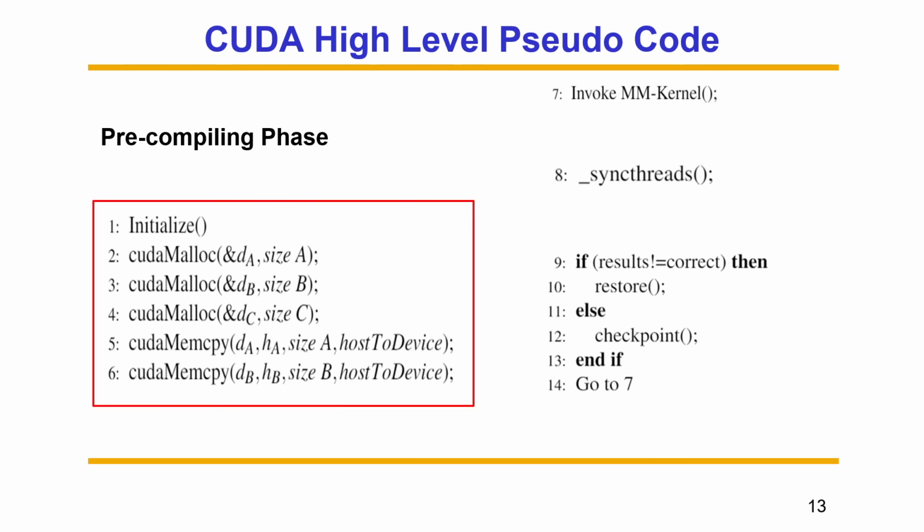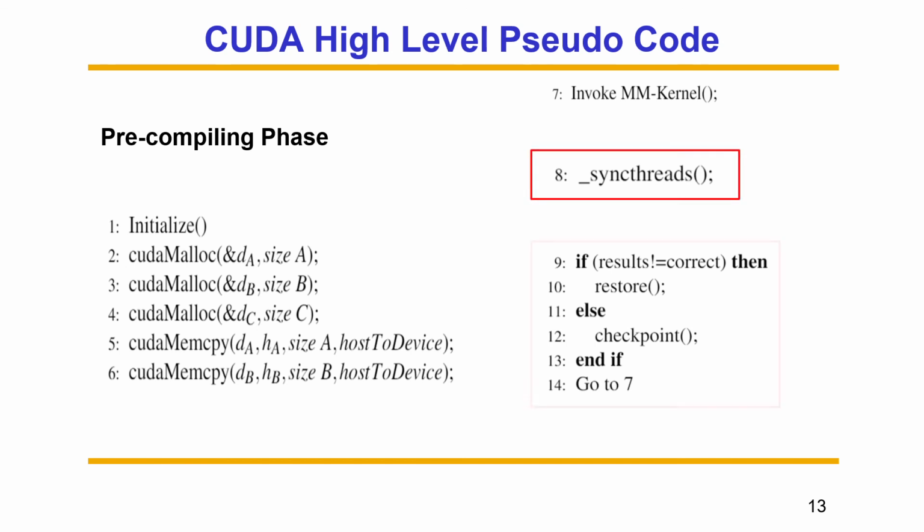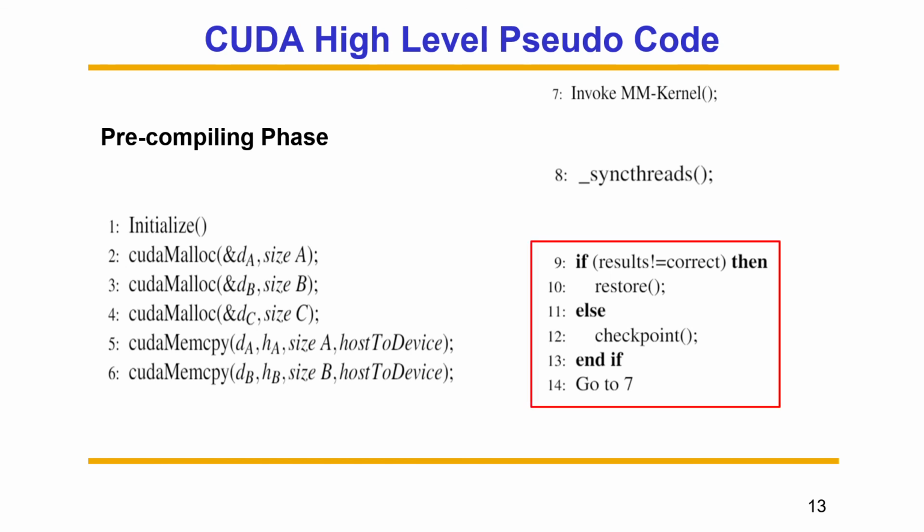First, we use buffer allocation to create buffers to hold the GPU state in the device memory, and then we insert the checkpoint locations. Then we invoke the kernel to run. Then we make sure we use a synchronization mechanism to synchronize the threads within the GPU right before checkpointing. And then we decide to do checkpoint or go to the restore phase based on the detection phase results.